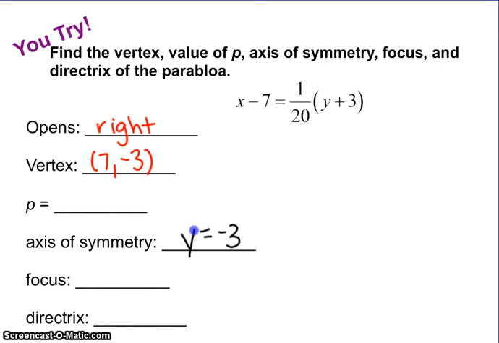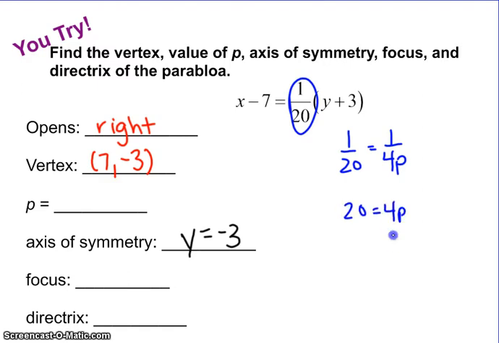So to find the p value, I take this 1 over 20 and I set it equal to 1 over 4p. Let's cross multiply. 20 equals 4p. Divide by 4, so p equals 5. Hey, we got a nice p value here, guys. That should make finding my focus and my directrix all that much easier.